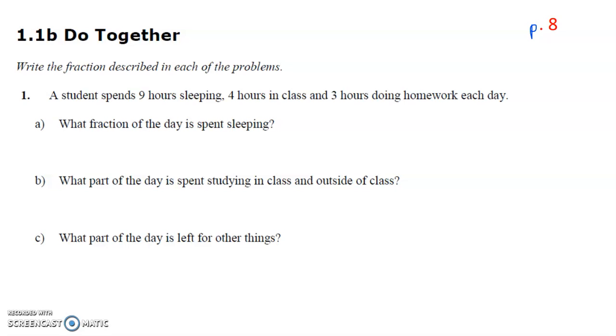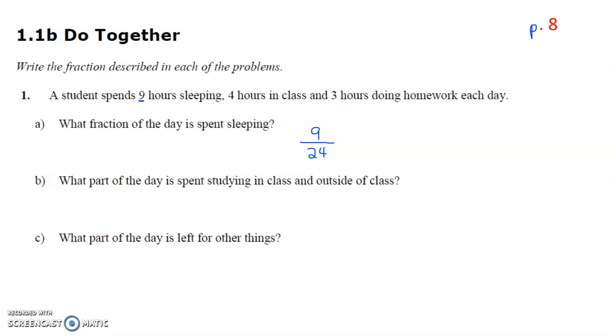So we've got a student spending 9 hours sleeping, 4 hours in class, and 3 hours doing homework each day. So what fraction of the day is spent sleeping? Well, we know the hours sleeping is 9. That's not the total hours in the day, right? We know 9 is spent sleeping. How many hours are in a day? That's right, it's 24 hours. So we're going to be putting 24 as our denominator. Remember, our denominator is our total number.